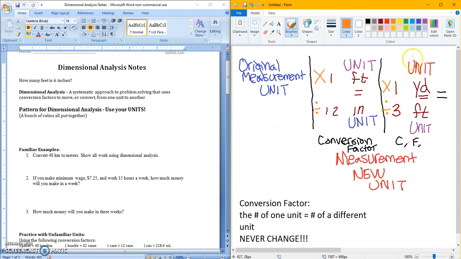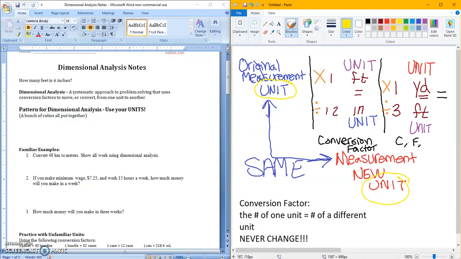Okay? Now here's something that is really important. This measurement right here and this measurement right here are the same measurement. The measurement hasn't actually changed. The only thing that changed was the units. Okay? So the units changed, but the measurement, the thing that I'm measuring, it's the exact same thing I started with.